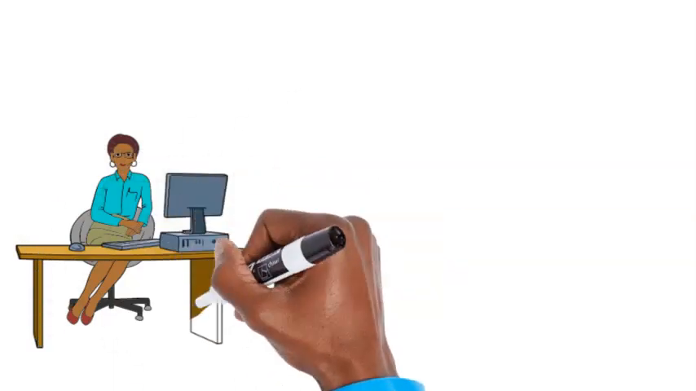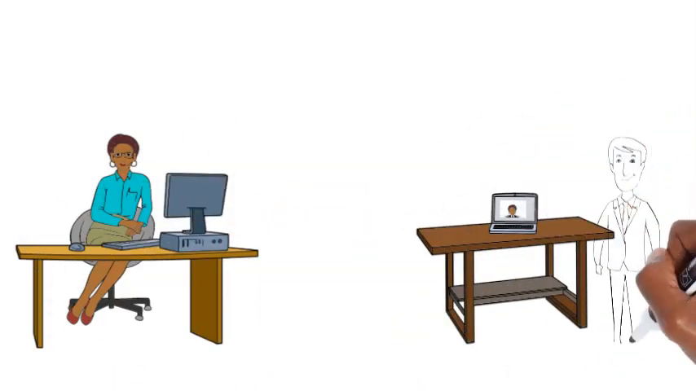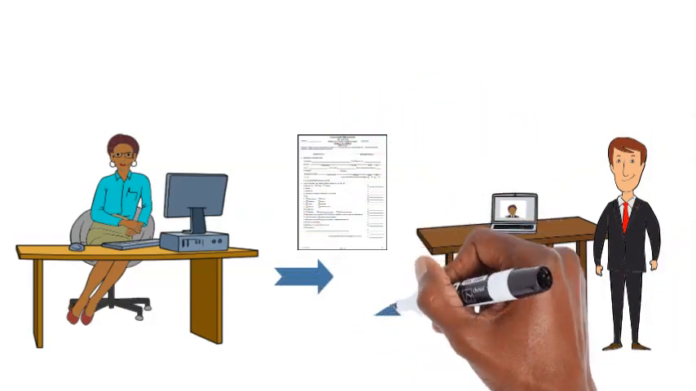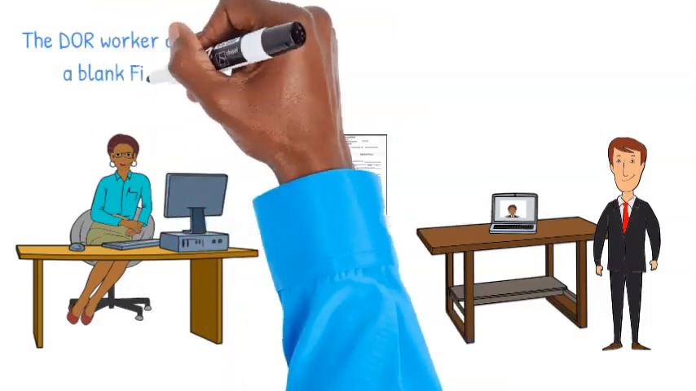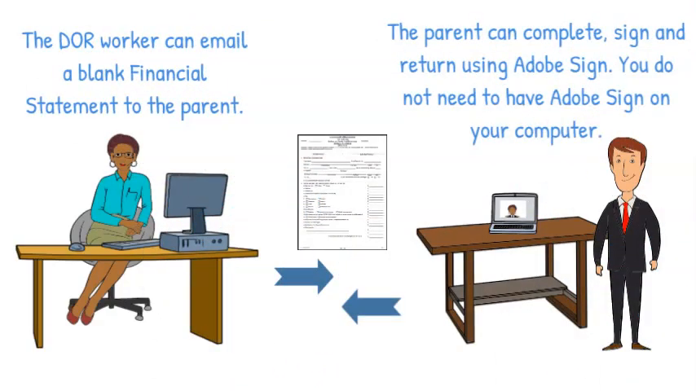Once you and the other parent are in the breakout room, DOR will review your case. First, we will make sure that both of you have completed and returned signed financial statements. If you forgot to return yours, we can email a blank form to you, which you can complete and sign using a program called Adobe Sign. You do not need to have Adobe Sign on your computer.